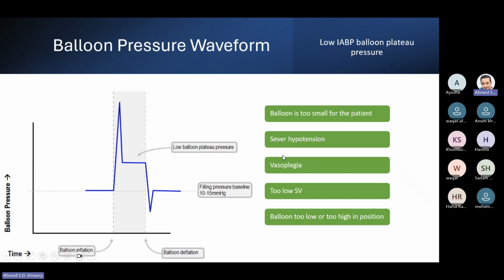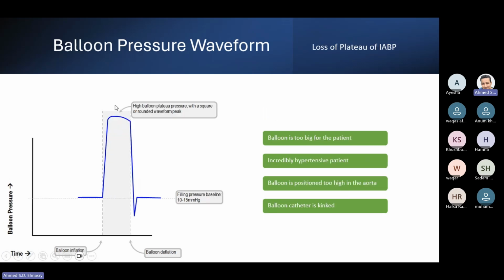So the blood pressure, the systemic vascular resistance, the balloon size, the balloon level, and the stroke volume all will affect the plateau pressure level. It might be very low if all these are reduced, or it might be very high or absent because of the opposite. And as you see here, there is loss of the plateau. Instead of having the inflation overshooting, then the plateau like this, the plateau disappeared, and you will have only this waveform.